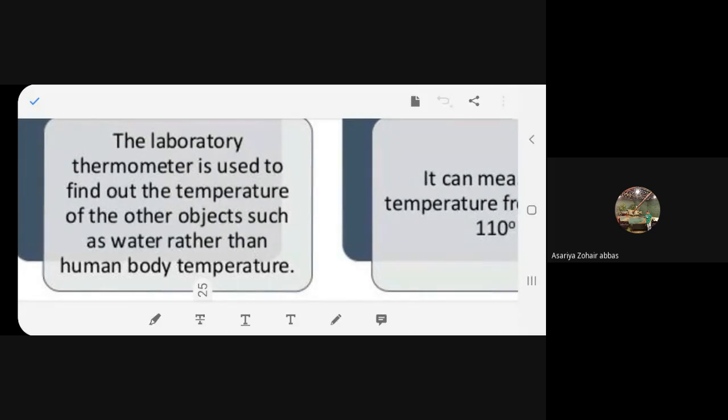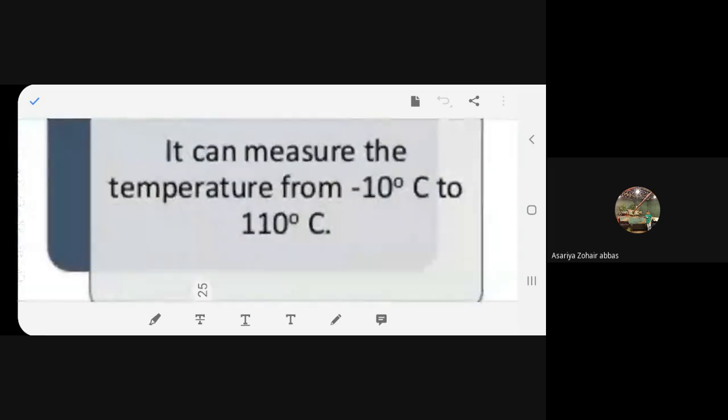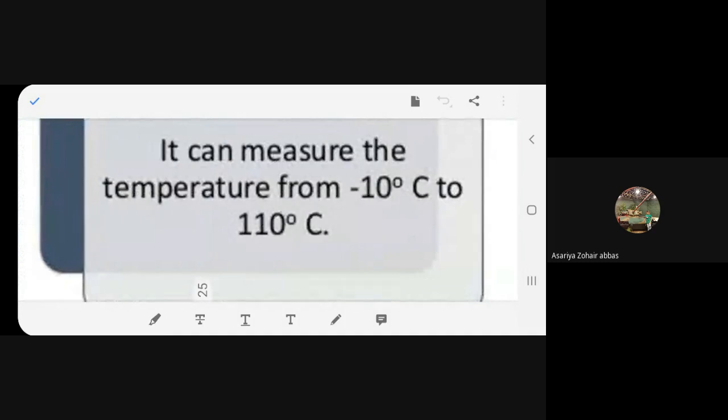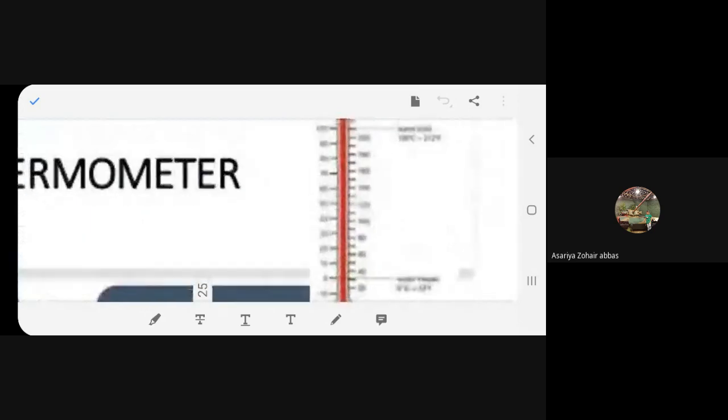The laboratory thermometer is used to find out the temperature of other objects, such as water, rather than human body temperature. It can measure the temperature from minus 10 degrees Celsius to 110 degrees Celsius. So you got the difference now? Is it clear to all of you? And this is how it looks like. See, can you see this?